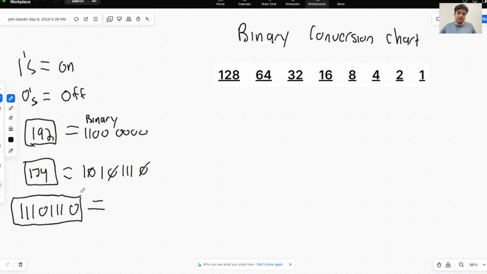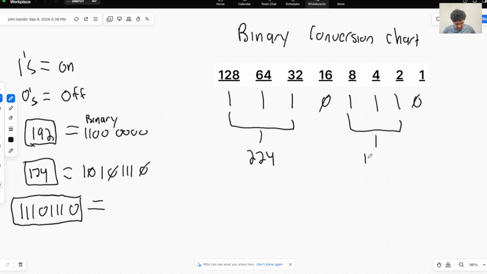into dotted decimal. So what we're going to do here is we're going to line them up. So I'm going to line this up underneath our binary conversion chart. And I'm just going to add the ones because that's a value. So 128 plus 64 plus 32 is 224. Then 8 plus 4 is 12. Plus 2 is 14.